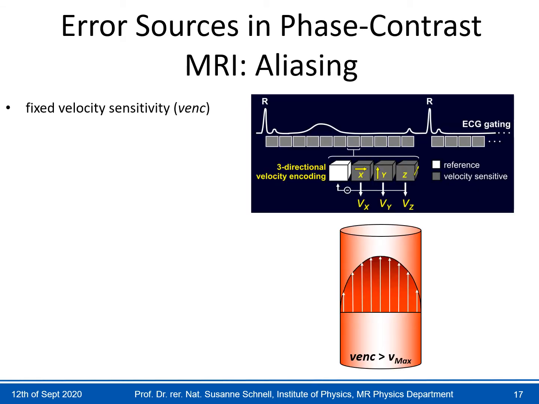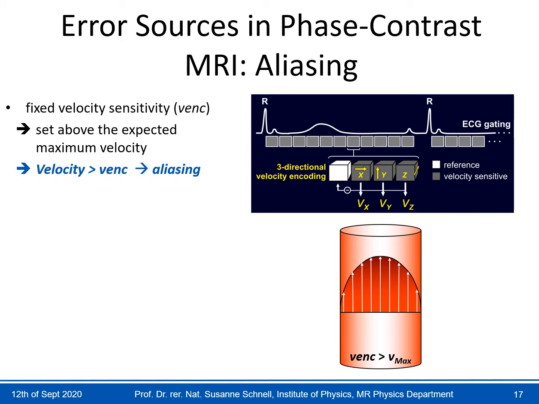I also would like to talk about error sources in phase contrast MRI. Here I want to talk about velocity aliasing. 4D flow MRI is acquired with a fixed velocity sensitivity, or VENC. The VENC is defined by the bipolar gradient that has a certain amplitude and duration. We have to set this VENC above the expected maximum velocity in our dataset. If we don't do that, if the blood flows faster than the VENC we have set, we get velocity aliasing.